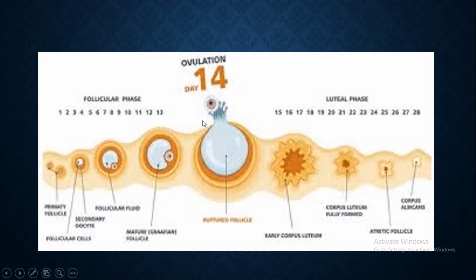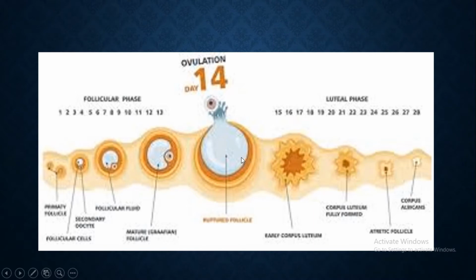So before day 14, before ovulation, we have the pre-ovulatory phase, which we call the follicular phase, and this is due to the development of the follicles. Follicles start to develop to become secondary, tertiary, and the Graafian follicle, which is the follicle ready to rupture at day 14. So the Graafian follicle is the mature follicle.